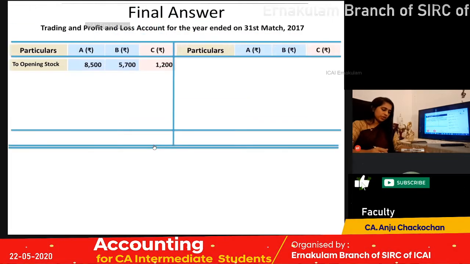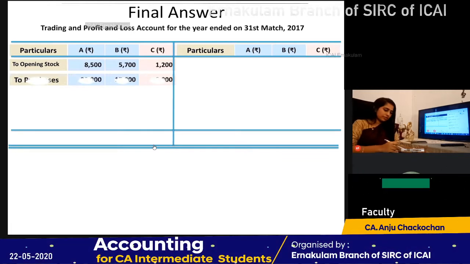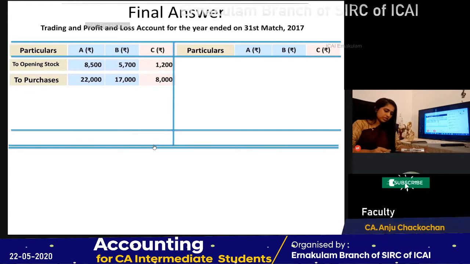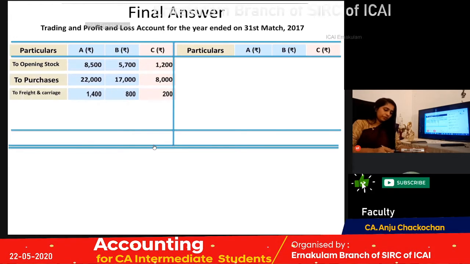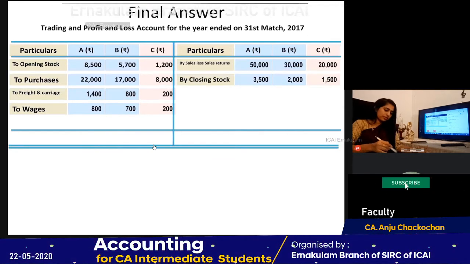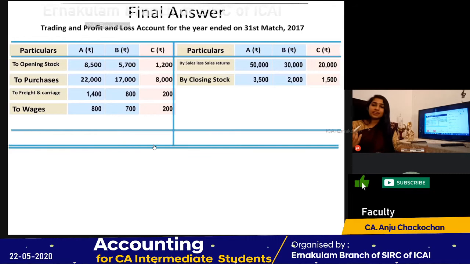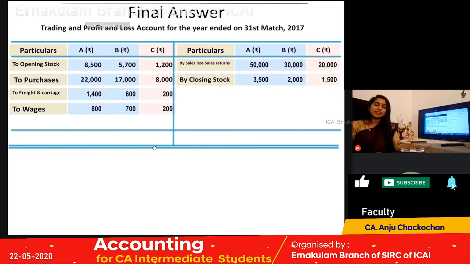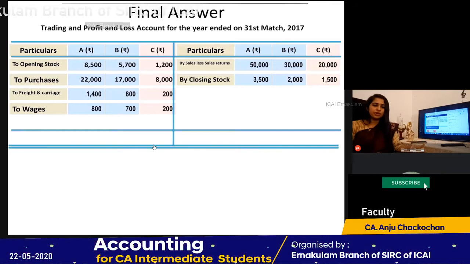Compute the answers of GP, because all the data is given to you straight in the question. Opening stock is given. We have purchases in the question. Freight and carriage is given. Wages is given, sales and sales returns is given, closing stock is given. You just have to balance this and you get your final gross profit. Everybody come with the answers of gross profit.